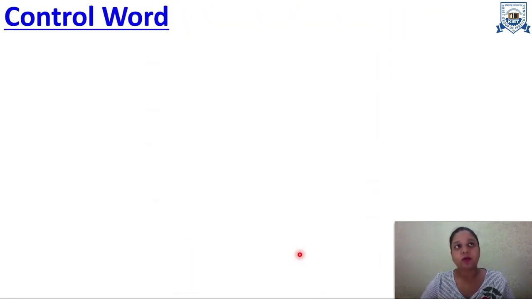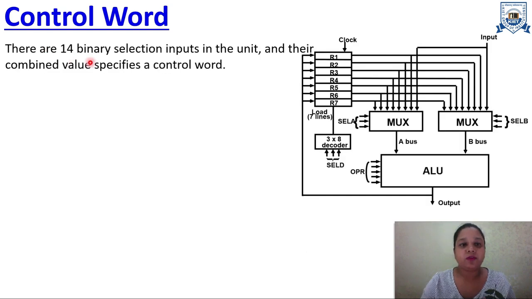What is a control word? A control word is a sequence of binary digits. So what control word will be given to a system so that it will understand what micro operation it has to perform? First of all, we will see that there will be 14 binary digits which will act as the control word that will be given to this general register organization, and on the basis of these 14 digits, this register organization will understand the micro operation.